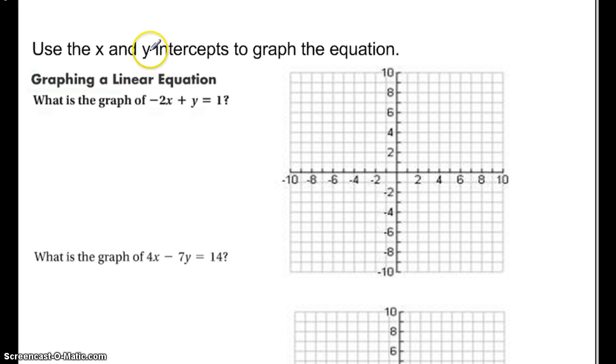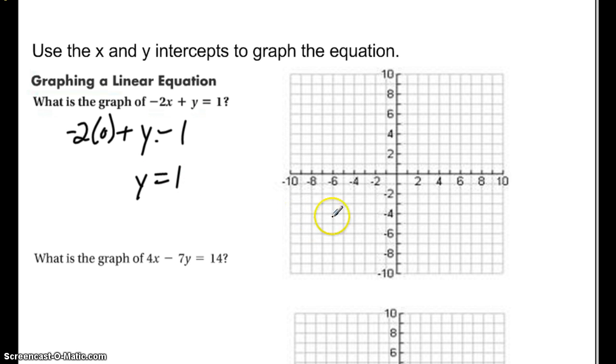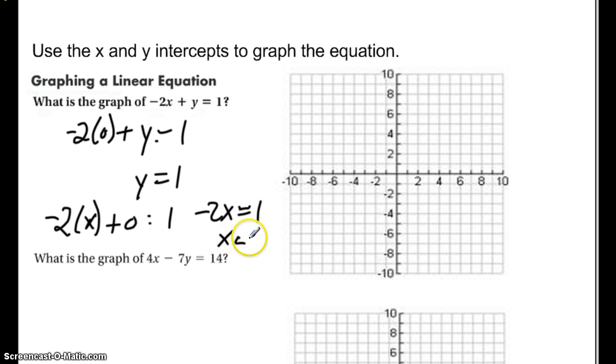Well, if you recall, to find the y-intercept, you plug in 0 for x. That's going to become 0, so you're going to be left with y equals 1. And if you need to find the x-intercept, you're going to plug in 0 for y. And you're going to be left with negative 2x equals 1. Simplify for x. So we've got a y-intercept of 1 and an x-intercept of negative 1/2. Well, we can plot these 2 points and then graph the line. y equals 1 and x equals negative 1/2, about right here.